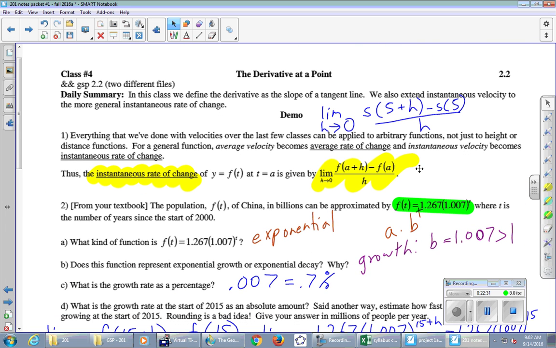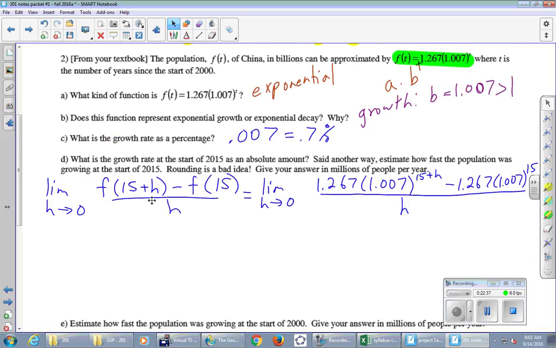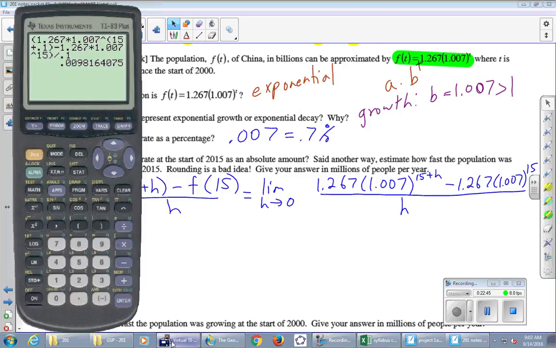Remember it came from like a 5 plus h minus 5. So they were the units of the input variable. In this case, the input variable is time measured in years. So the top is billions of people. The bottom is years. So this number right here is 0.0098 billions of people per year. That's the increase in China's population from the year 2015 to the year 2015.1.